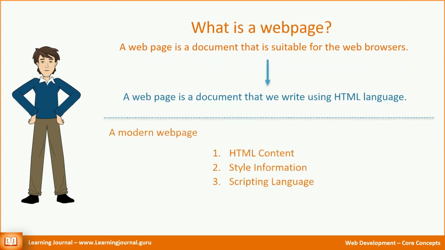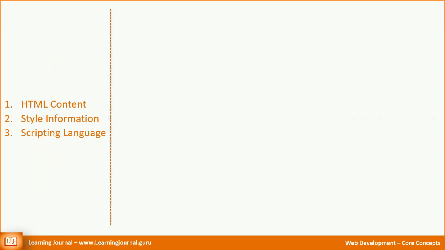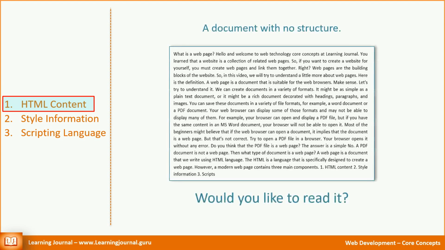However, a modern web page contains three main components: HTML content, style information, and scripts. Let us try to understand the purpose of all these three things with an example. Let us first look at the HTML and its purpose. When you create a document in MS Word, you type some content. The content is nothing but plain text that covers the topic or the subject, right?